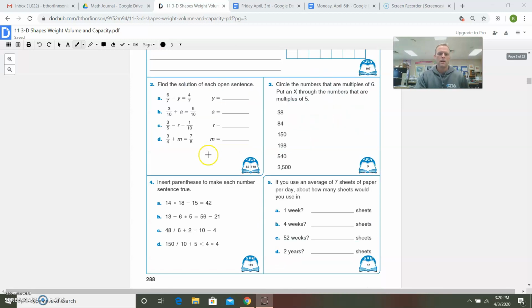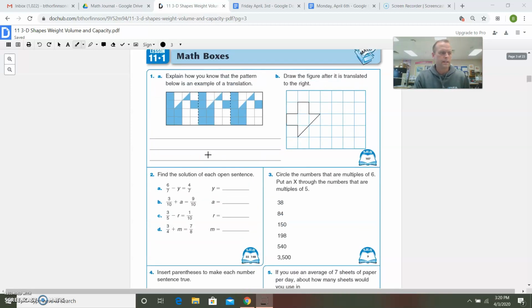Alright, gang. We're going to go through pages 288 and 292. These are the pages you worked on Monday. So the first box here is talking about an example of translation. Remember that the SL in translation stands for slide. So this is an example of just taking this box here, sliding it over, sliding it again.